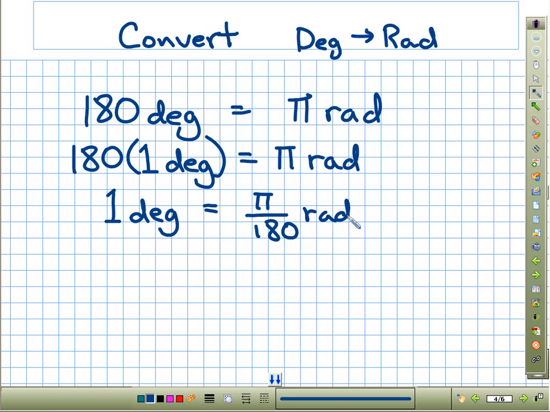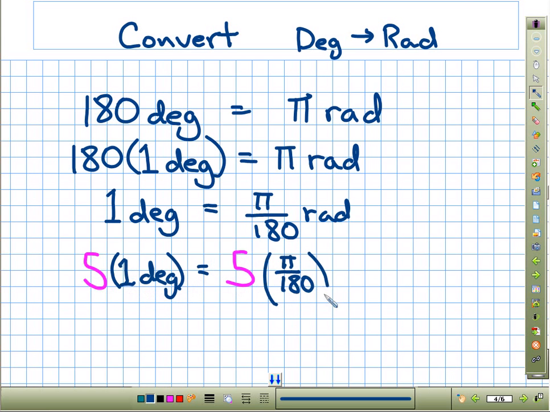So, what about 5 degrees? Let's multiply both sides by 5. See what we get. We get 5 times 1 degree, in other words, 5 degrees. How many radians is that? All we're doing is multiplying both sides by 5. So there's the formula for finding out the number of radians, right? If 1 degree equals pi over 180 radians, then 5 degrees equals 5 times pi over 180 radians, right? There's no denying that. Okay, now let's get a general formula.